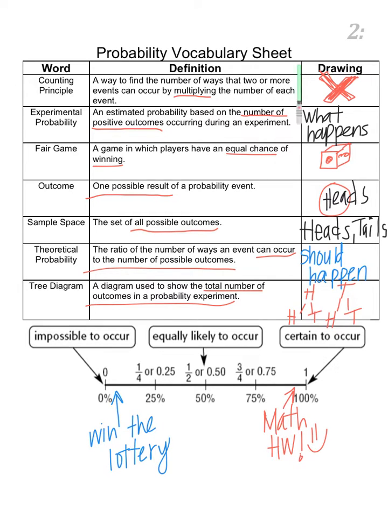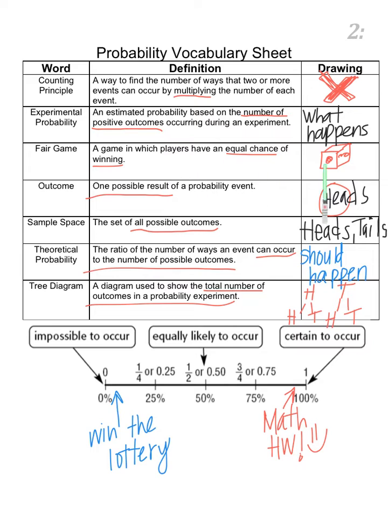Alright, so turn to page 2 in the new packet. For counting principle, I drew a red X for multiplication because the fundamental counting principle has to do with multiplying. For experimental probability, I wrote what happens because that's what actually happens in an experiment.